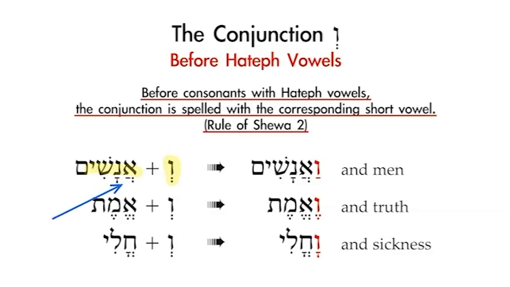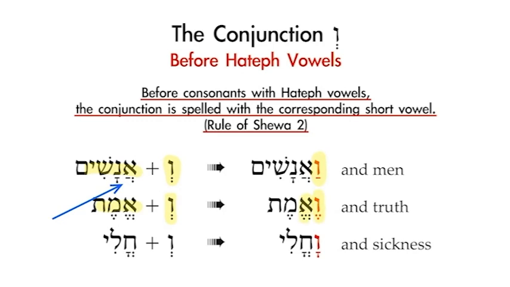And that is the application of rule of schwa 2. We're going to get the conjunction spelled with the pathach because it's going to copy the vowel of the hatef vowel. The same thing in our next example here with wa emeth. We're going to get the segol vowel in this case because it's copying the hatef segol under the aleph right here.